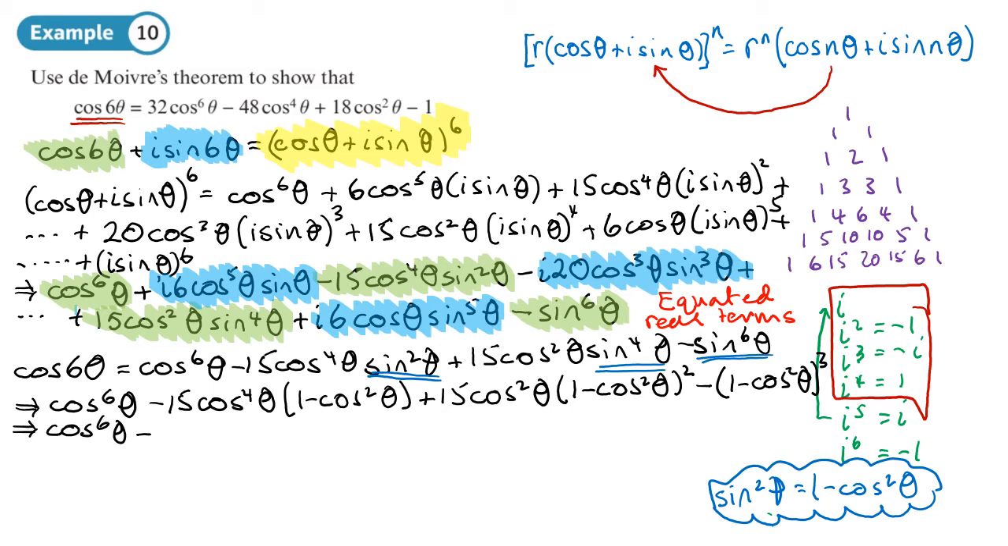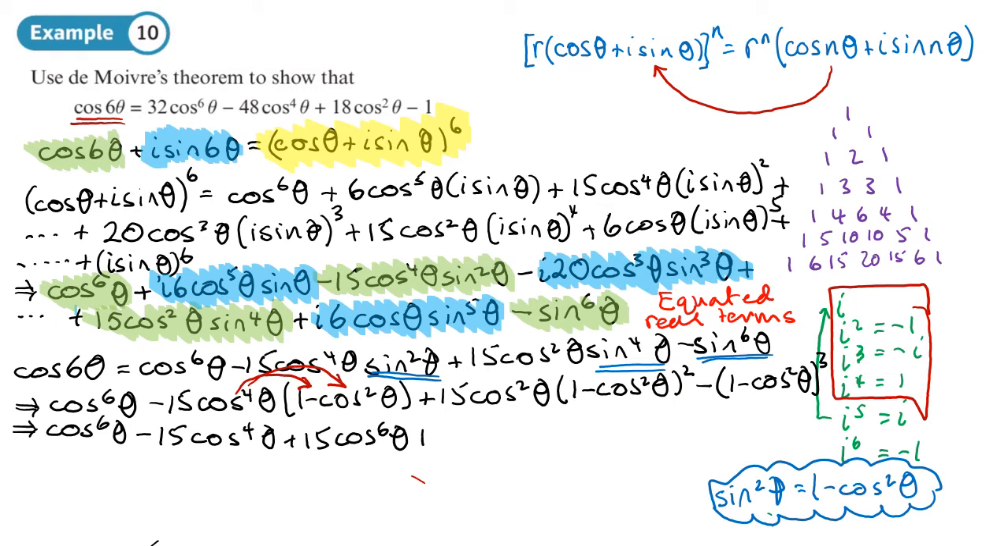So now we're going to have, if I expand the brackets, 15 or minus 15 cos to the power 4 theta, and then plus 15 cos to the power 6 theta. So basically I've just expanded these brackets here. Then I need to multiply this by these brackets expanded, so I now need to expand that.